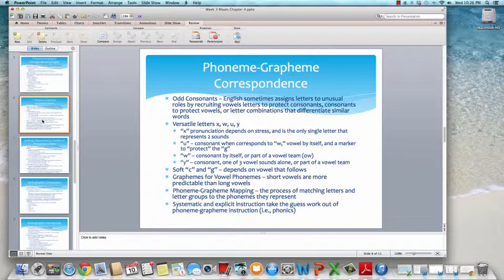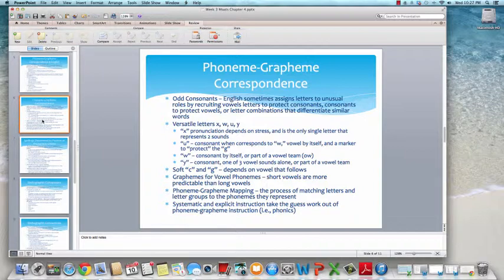Now, soft C and soft G, again, depends on the vowel that follows it. C, if it's followed by E or I, and G, if it's followed by E, Y, or I, makes the soft sound. And C as well, if it's followed by Y, makes the soft C sound. So it all depends on the vowel that follows it.